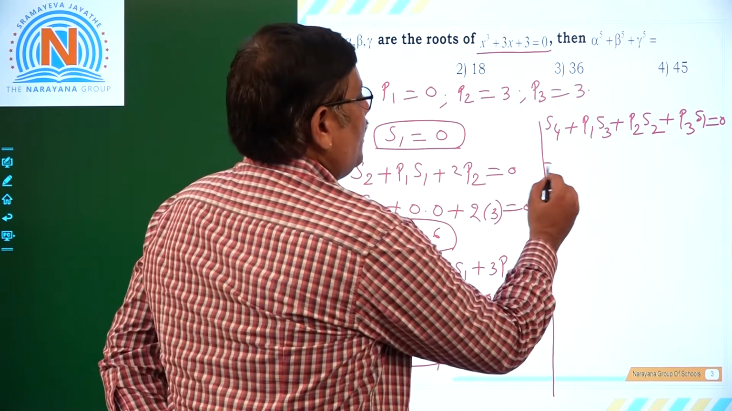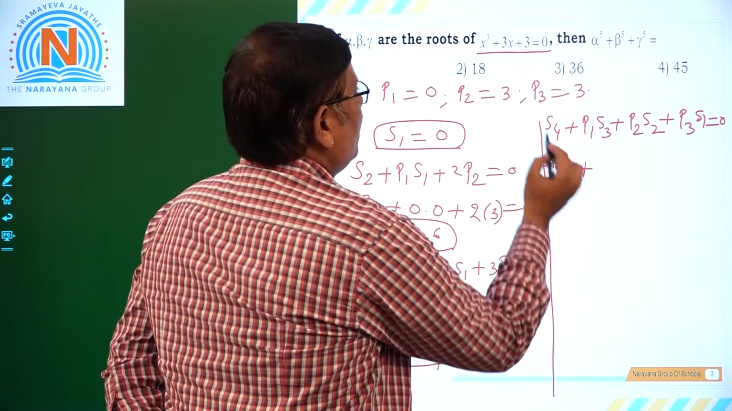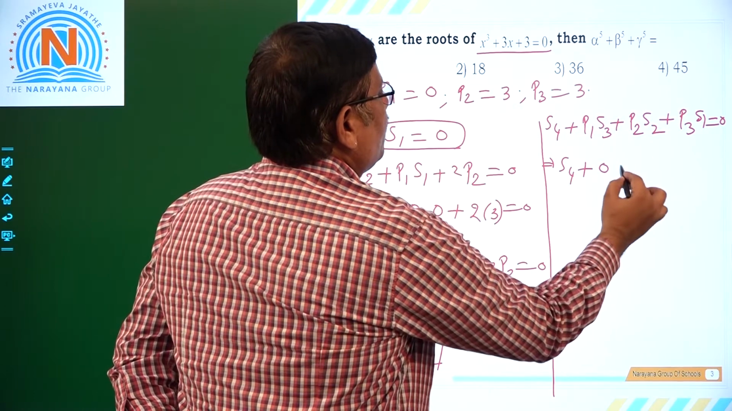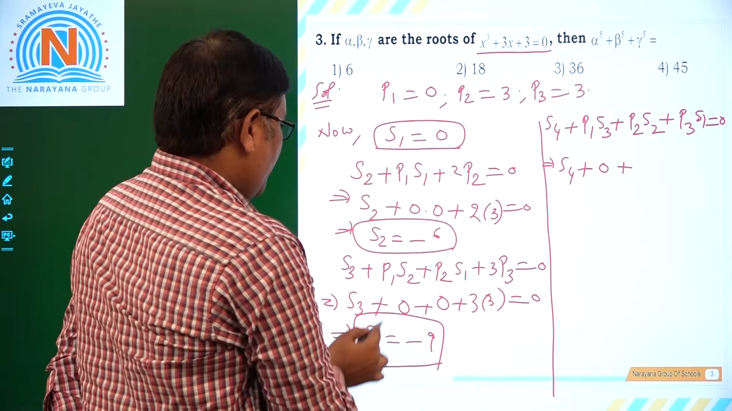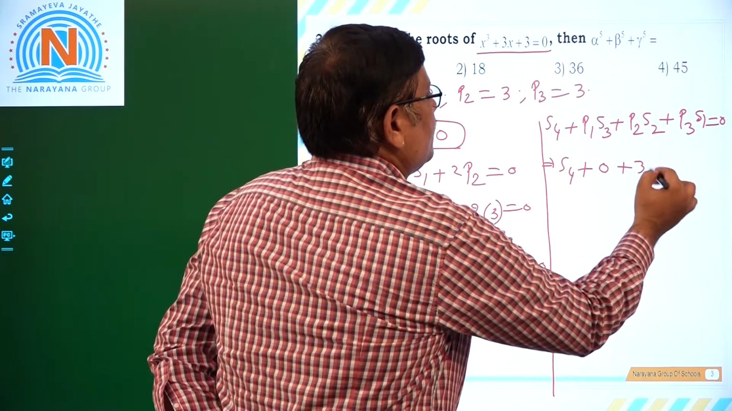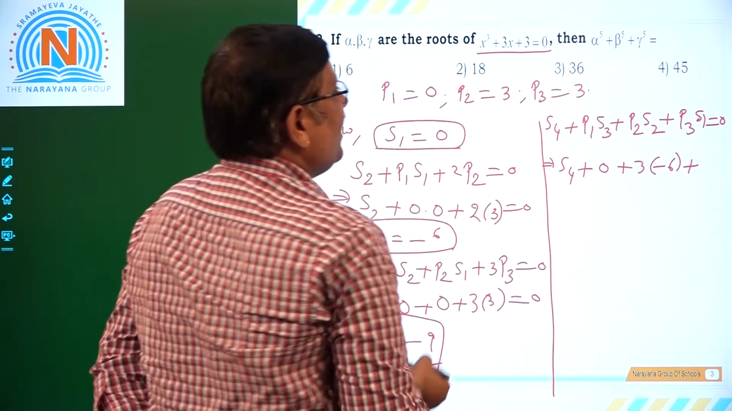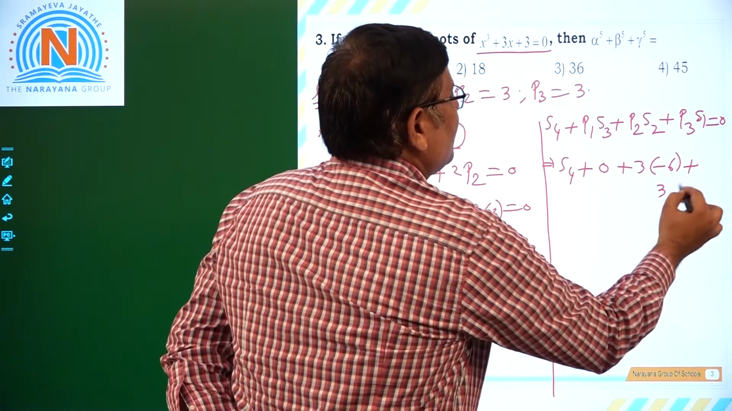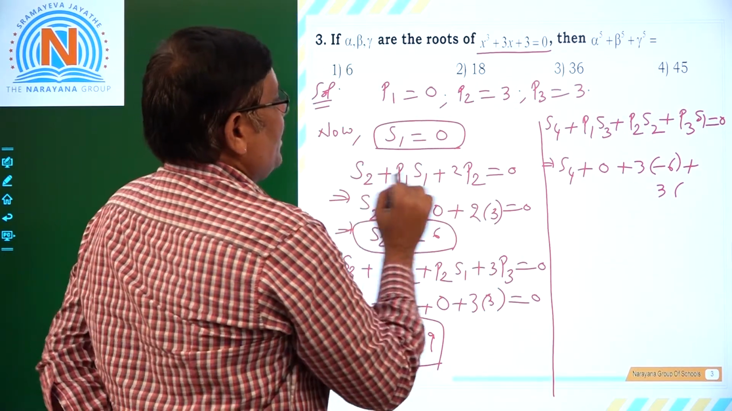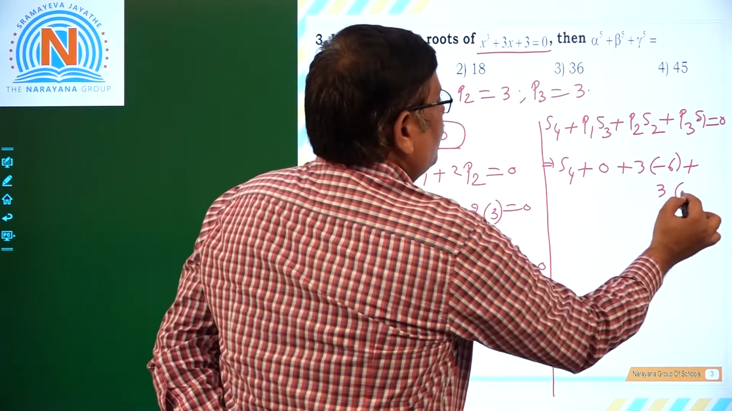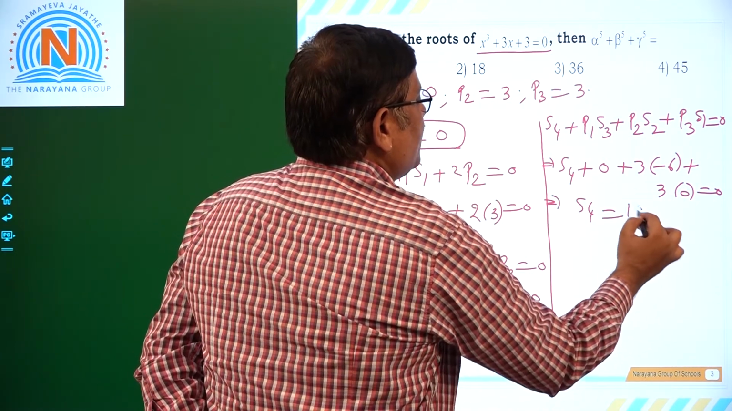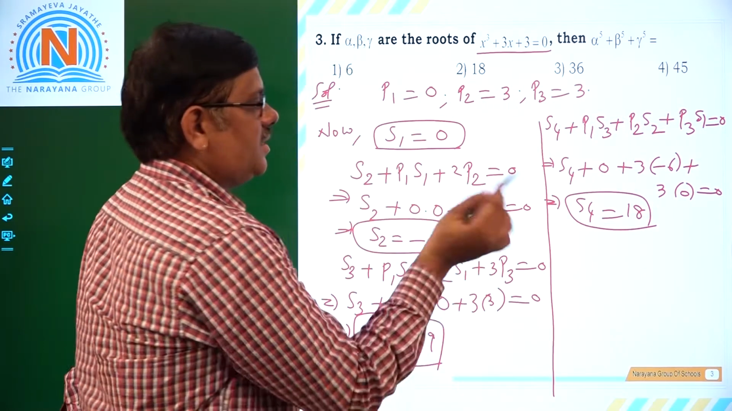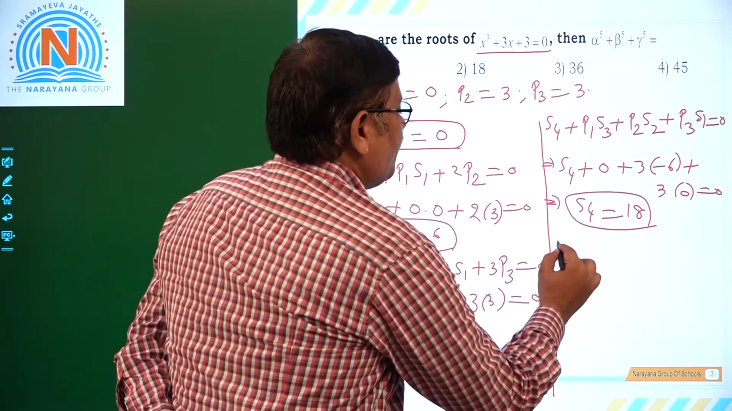So we have S4 plus P1. P1 is 0 of course, so the entire value becomes 0. P2 into S2. What is the P2 value? 3. 3 into S2, 3 into minus 6, plus P3. P3 is 3. Okay, 3 into S1. S1 is 0. That implies the S4 value is how much? Minus 18, so that becomes plus 18. 3 sixes are 18. Now you want S5.